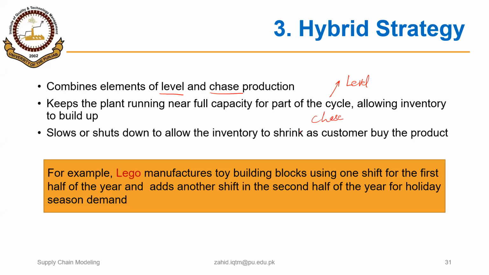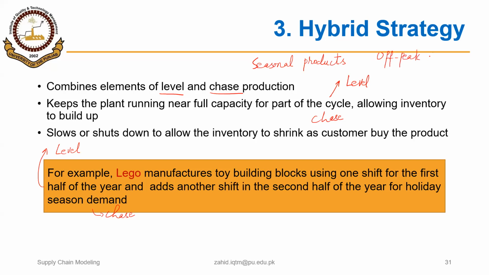For example, Lego manufactures the toy building blocks using one shift for the first half of the year. So that is basically a level strategy, and adds another shift in the second half of the year for holiday season to meet the increasing demand. So that is basically the chase strategy. So this strategy is very common for the products that are seasonal in nature. So they are having high demand in part of the year, and they are having low demand in the rest of the year.